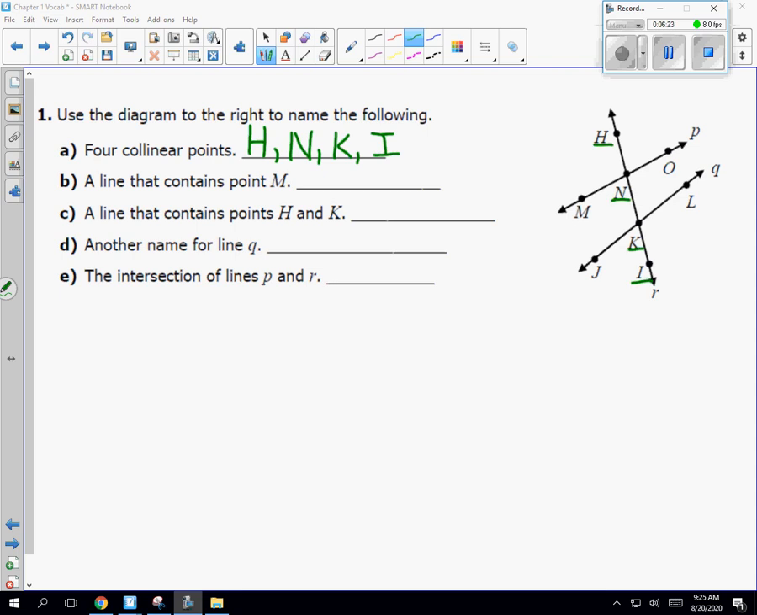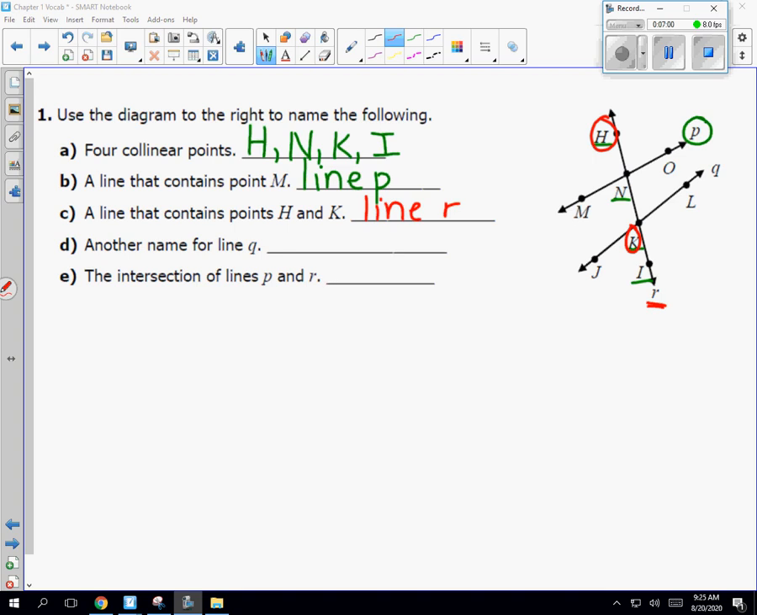Next, it says a line that contains point M. Well, a line that contains point M is line P. Here is the name of the line in a lowercase letter, and we could say that line that contains point M would be line P. A line that contains points H and K. H and K, we've got to find those. A line that contains both of those is line R here. See how it is named line R?